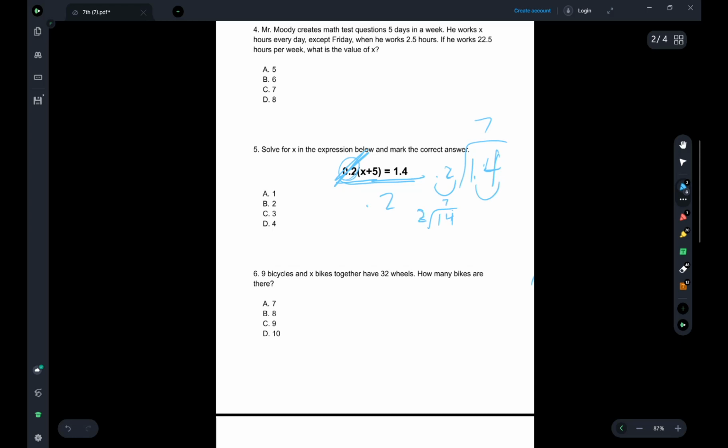So, now, let me just erase all this. So you have 7, right? So you get X plus 5 equals 7. And now, you can just subtract each side by 5 to get X equals 2. So your answer would be B.